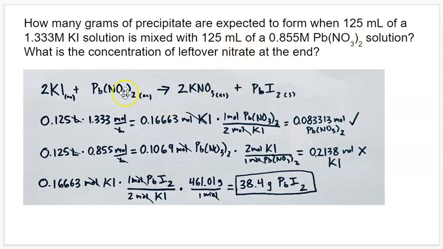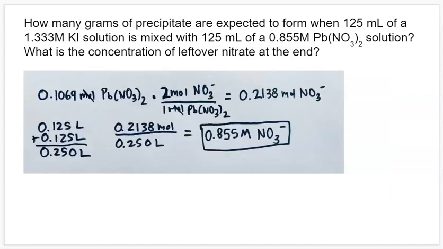Nitrate is a spectator ion in this case. None of the nitrate is being taken out of the solution to make the lead-2 iodide solid. So basically all of the nitrate that we started with is still there at the end. So it's just a matter of finding out how many moles of the nitrate we have and then dividing that by the total volume of the solution. So I do that here in this next example.